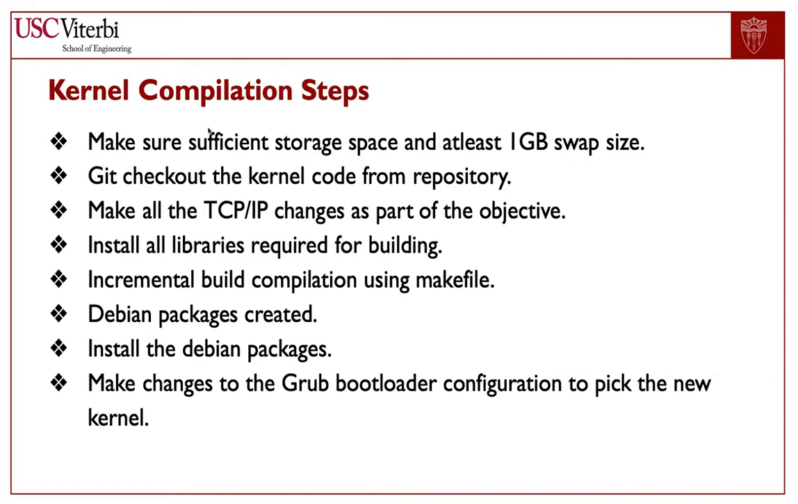After we do that, we make all the TCP/IP changes as part of the objective, like the stuff that Kaishavi went through in the first half of the video, and then we install the libraries required for building this new modified kernel. We'll build it with a method called incremental build, which basically uses a makefile process, and this is significantly faster than the traditional way that Ubuntu suggests, because we can add more cores to this build.